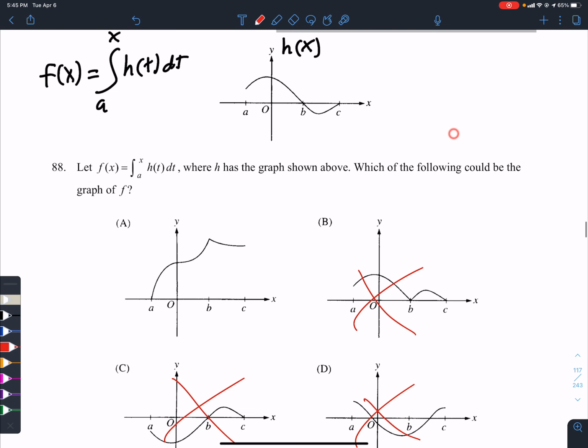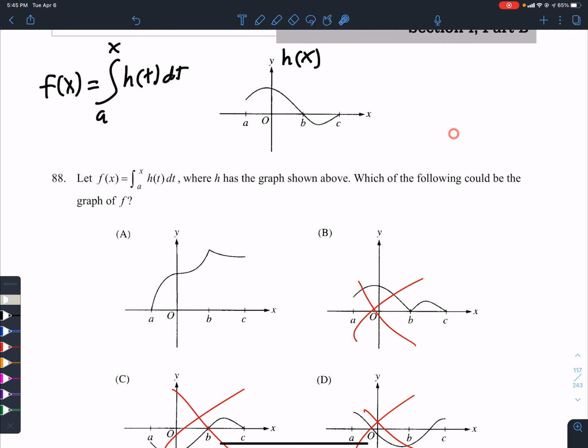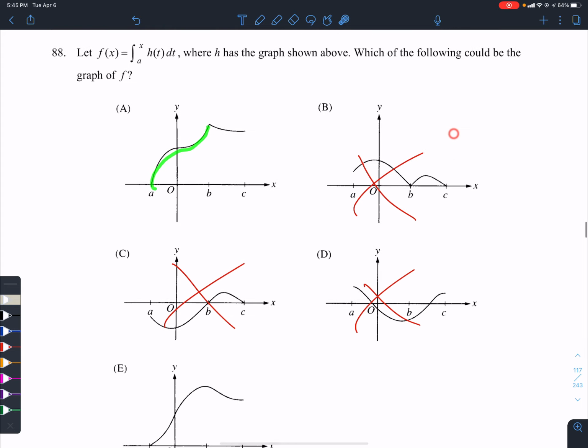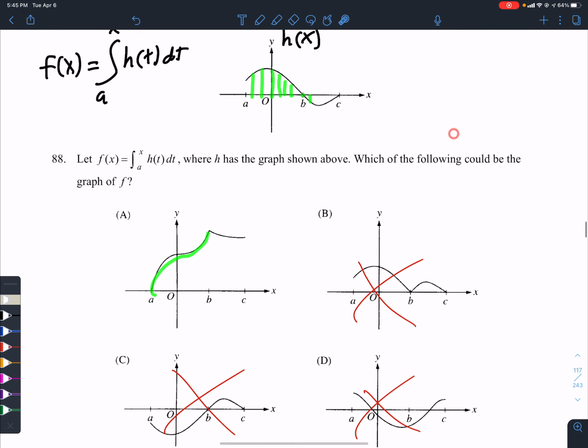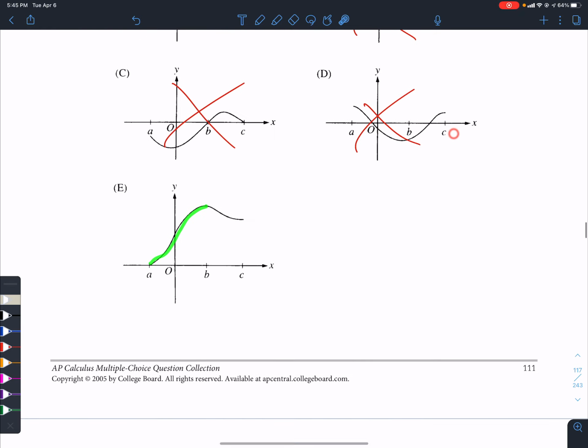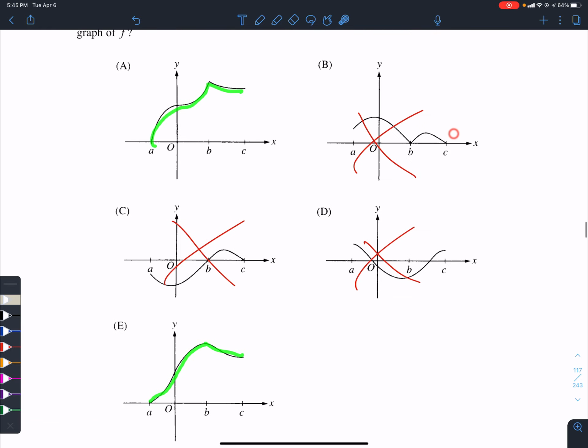All right, what's going to happen? So as I start to integrate further and further, it's going to get bigger and bigger all the way up to b. So the function is going to increase all the way to b. And both of these do that. And then I'm going to start subtracting because it's below and net area below subtracts. So it's going to decrease. And they both decrease, so I'm kind of stuck here.